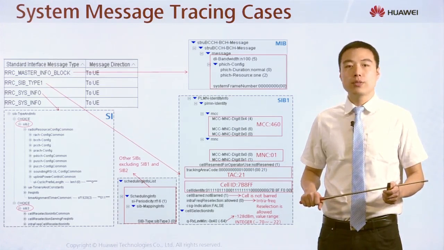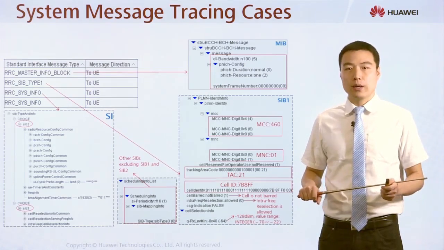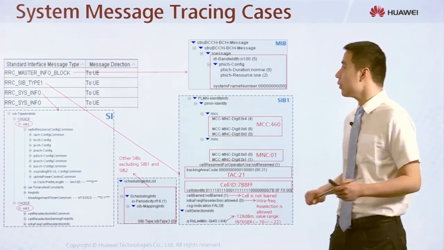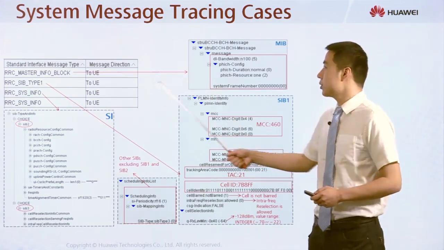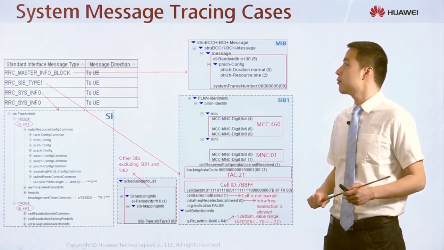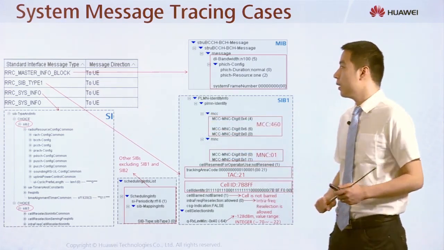Okay, so this is the usage of system information broadcasting. The broadcasting message carries this information from the eNodeB to the UE. The eNodeB actually broadcasts those messages to the users all the time. We have two types of broadcasting message. One is the master information block. Another is the system information block.